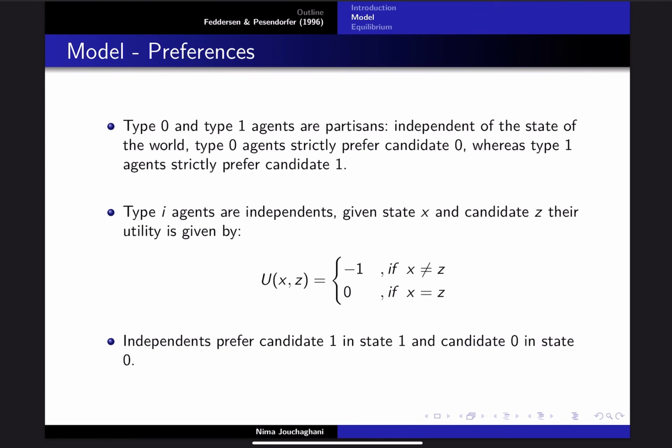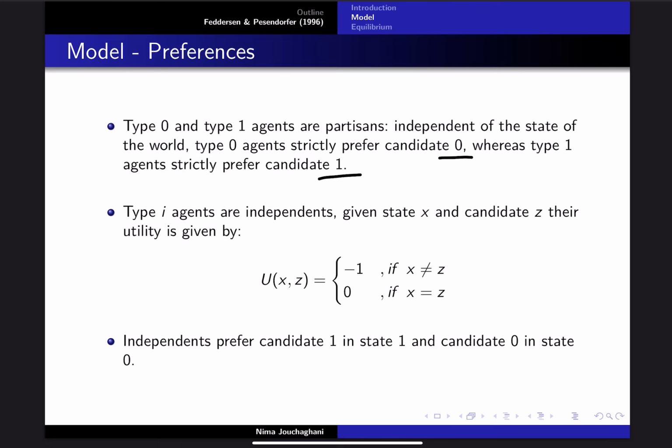Type 0 and type 1 agents are so-called partisans. They are hardcore fans of one candidate and they vote for the respective candidate of their type independent of the state of the world. So type 0 agents strictly prefer candidate 0 and type 1 agents strictly prefer candidate 1, independent of the state. As a consequence, type 0 agents always vote for candidate 0 and type 1 agents always vote for candidate 1.